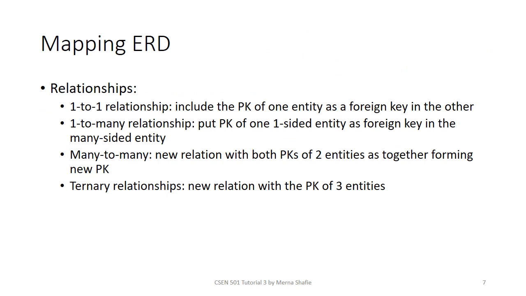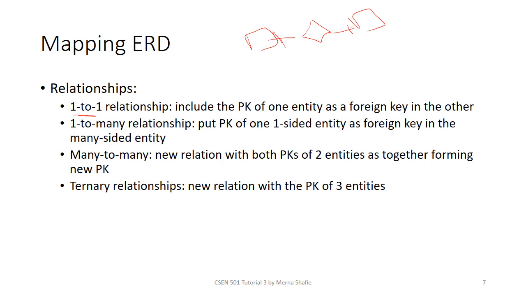Next are the relationships. Now, if I have a one-to-one relationship, what does one-to-one mean? If I have two entities and a relationship between them, and the maximum cardinality in both of them is 1, so I have here 1 and 1. I'm talking about the cardinality; I'm not concerned here with the participation. If I have 1 and 1, what I'm going to do is the following. I will include the primary key of one entity as a foreign key in the other.